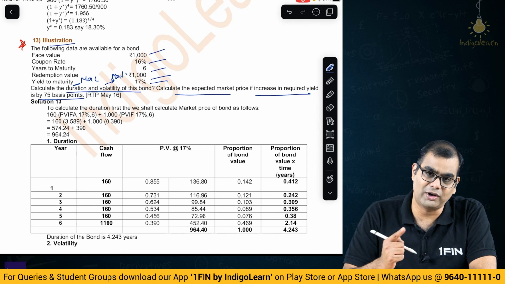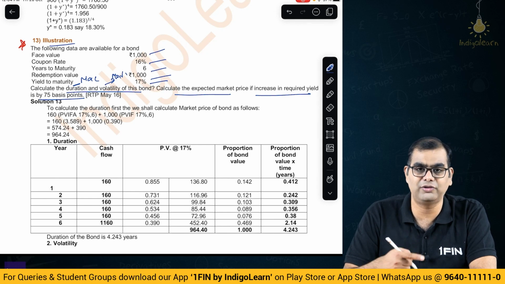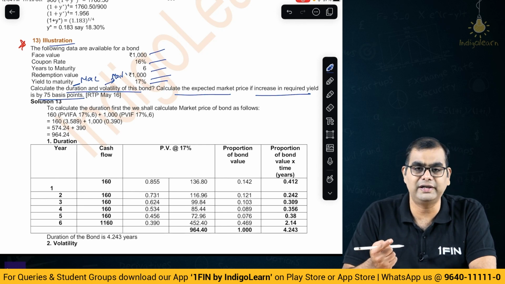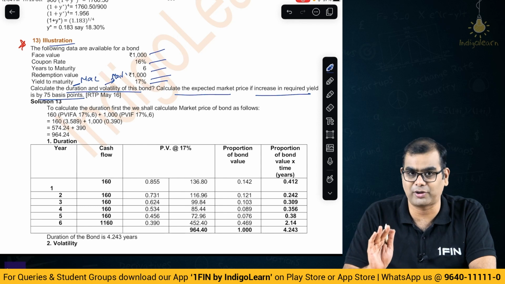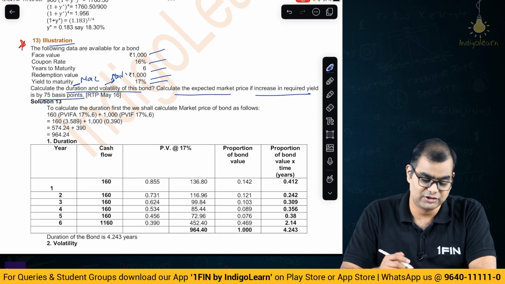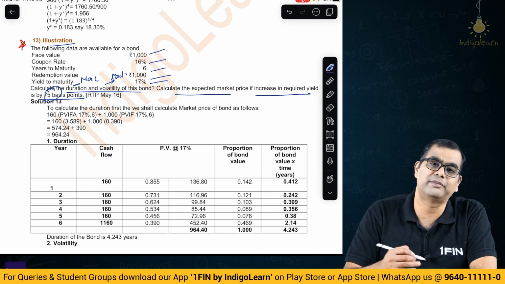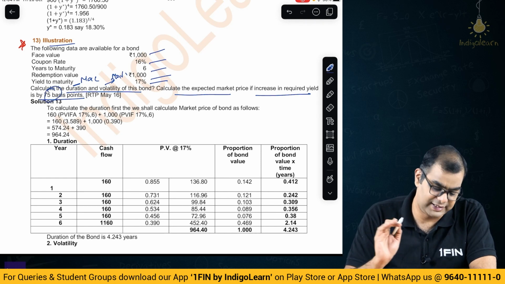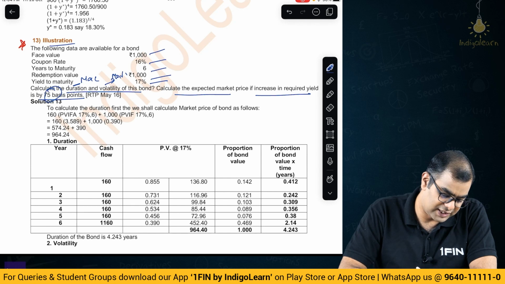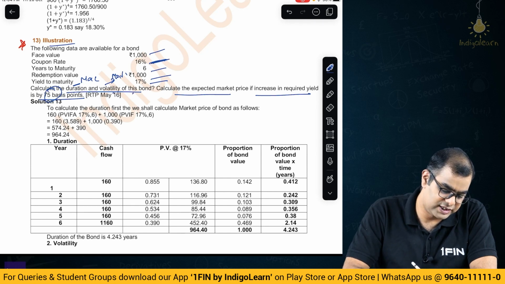So, what does modified duration talk about? For 1% change in the yield, what is the change in the price on an approximate basis, not exact basis. So, first derivative basically. So, using the 75 basis points change in the yield, what will be the change in price in percentage terms and absolute terms. So, first, we are asked to calculate duration and volatility of this particular bond. Even though coupon rate is 16, yield is 17.